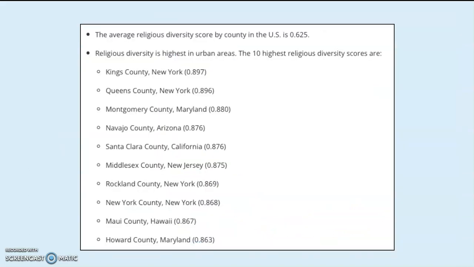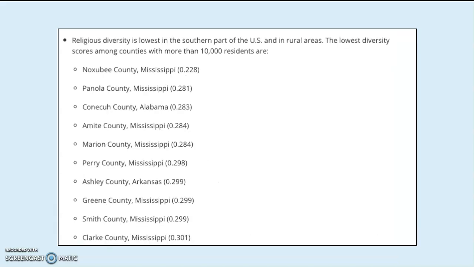Now check this out. You probably thought this anyway. Religious diversity is highest in urban areas. The 10 highest religious diversity scores are, and then you can see them right there. All of these either are fully urban counties or they are tied directly to urban centers like major cities. So they would be like a suburban county, just like Orange County is really a suburb of Los Angeles. I know people don't like to hear that, but in reality, that's what it is.